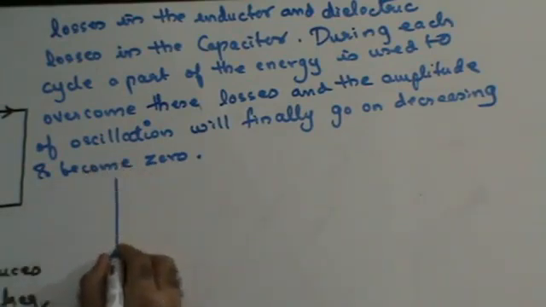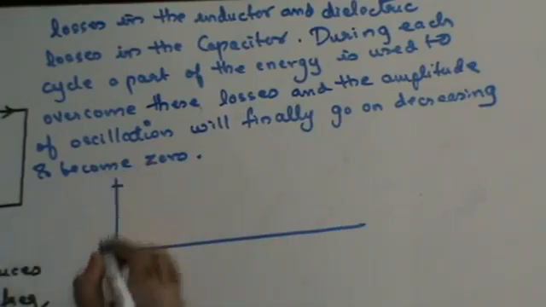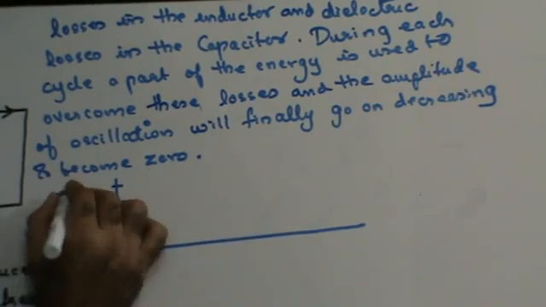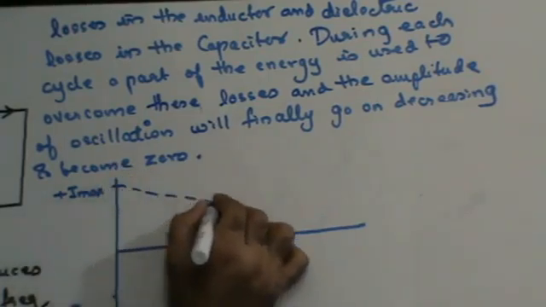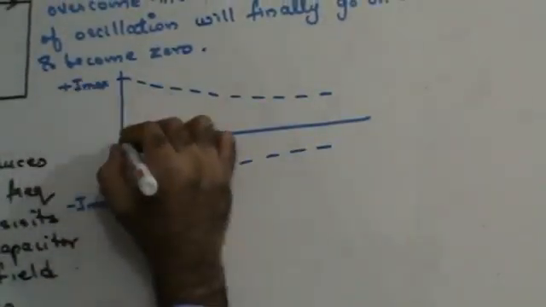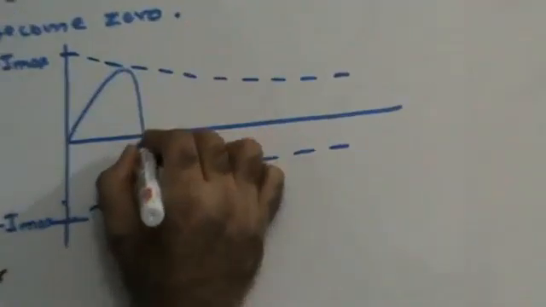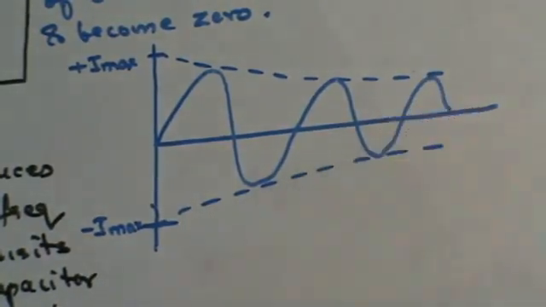So how this will appear is like this. This is plus I max, this is minus I max, the maximum current in the positive and negative direction. So your current would now be like this. Due to a part of the energy being spent in overcoming the losses, the amplitude decreases and you would have damped oscillation. Fine, do we get this thing clear?